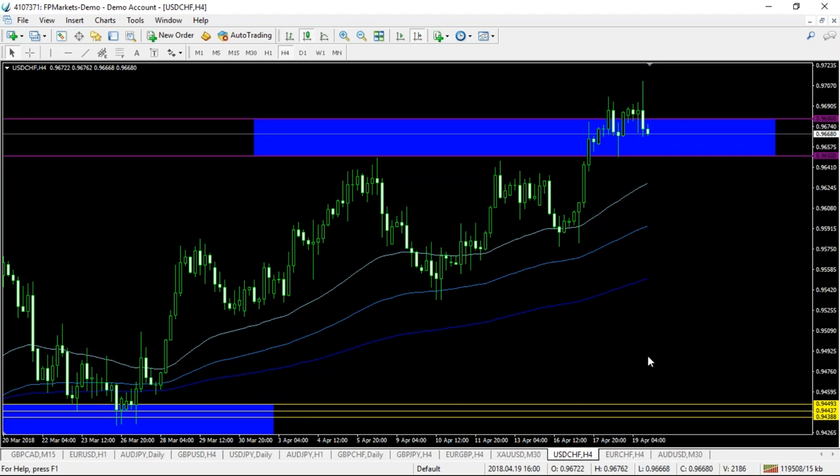So it is actually looking like, even if it does pierce through and break downwards under that blue zone, it might then find support at any one of these lines as well. Okay, so that's just my insight on the USD CHF and the 4 hour chart.